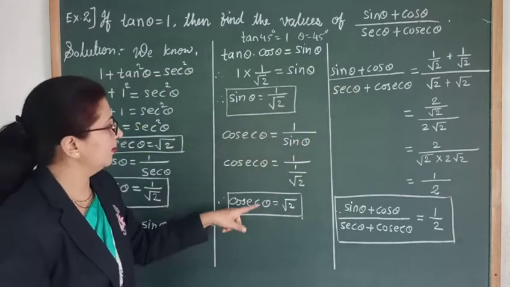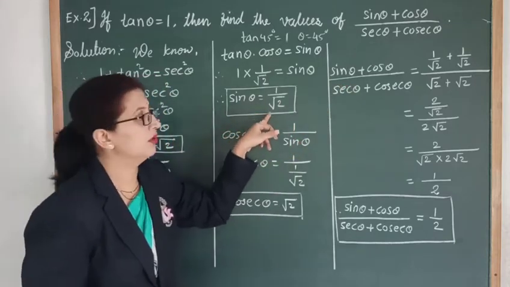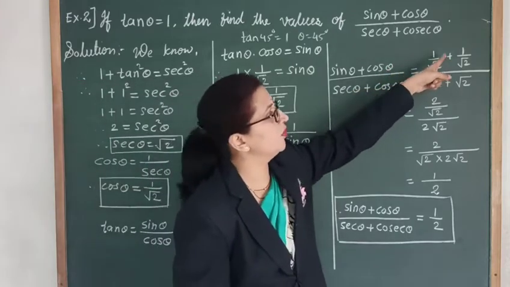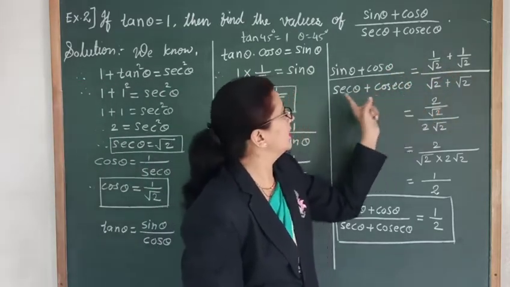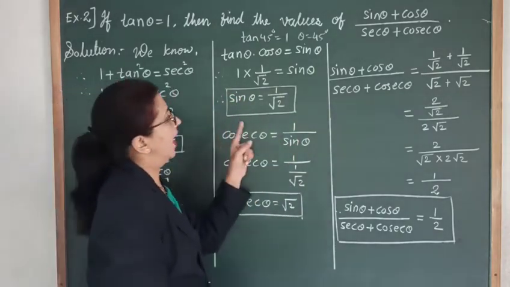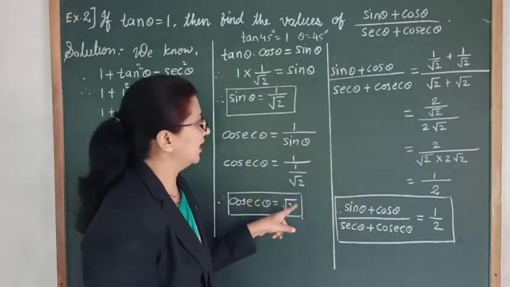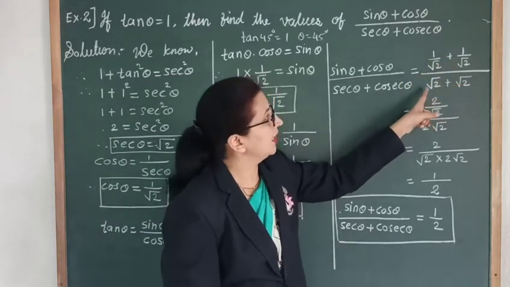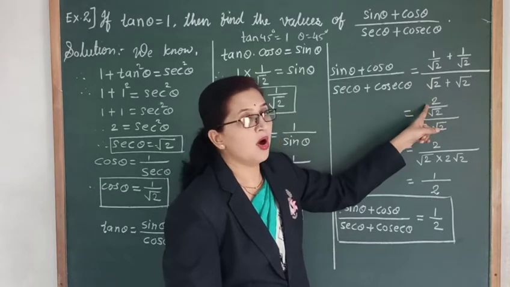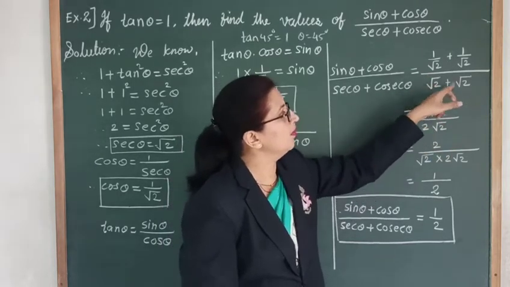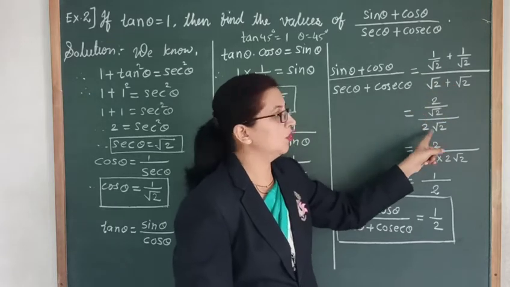So sin theta is 1 upon root 2, plus cos theta is 1 upon root 2. So in the numerator, 1 upon root 2 plus 1 upon root 2, upon sec theta. Sec theta we got here is root 2, and cosec theta is also root 2. So here 1 upon root 2 plus 1 upon root 2 is 2 upon root 2, upon root 2 plus root 2, that is 2 root 2.